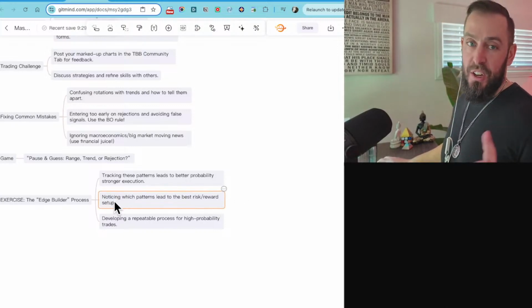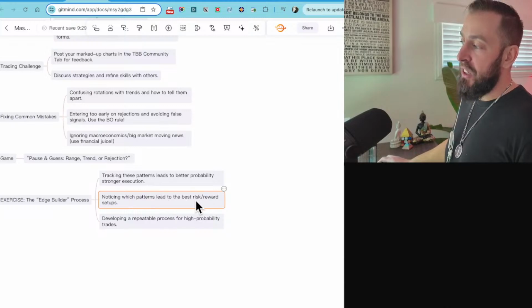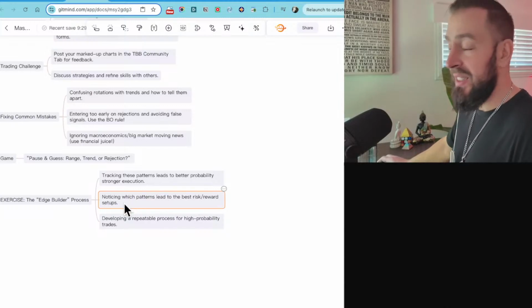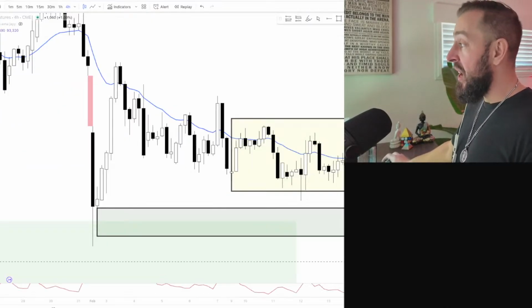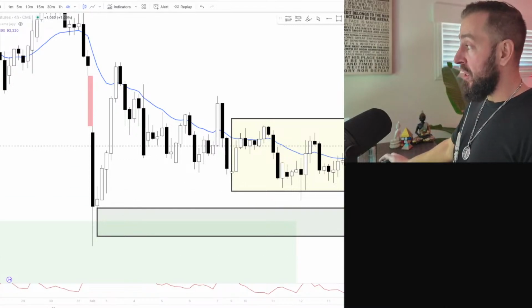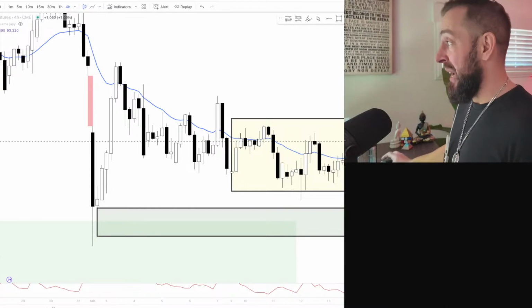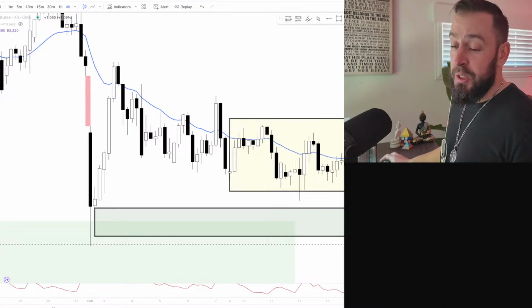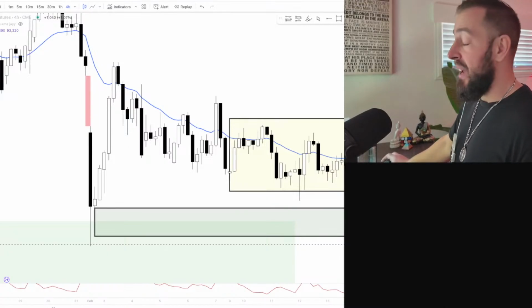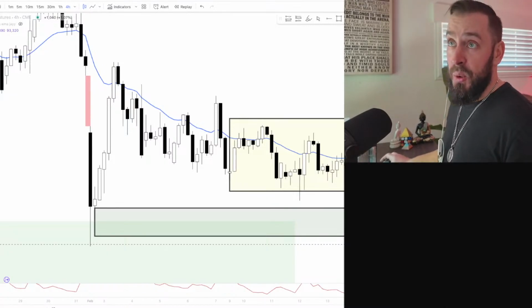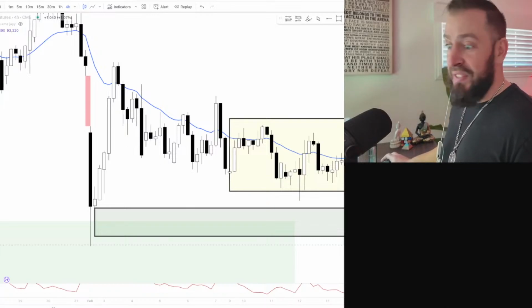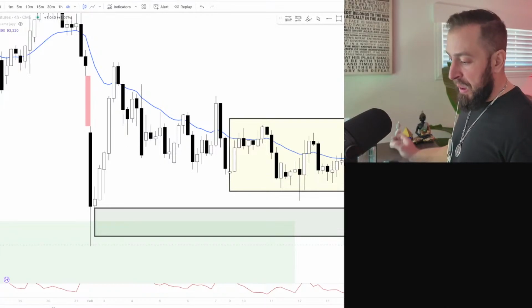The second thing you're going to do is you're going to notice which patterns lead to the best risk reward setups. Now, I just did that with you right here, right? Notice a 1 to 2 risk to reward ratio is great. Just ask yourself, if you could spend $1 and with the possibility of making 2, how often would you do that? Answer: as often as possible, right?